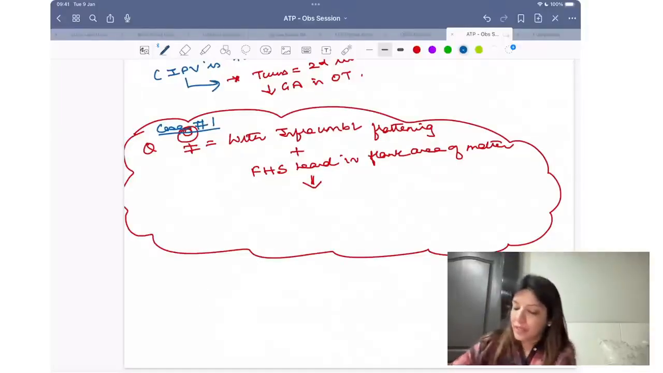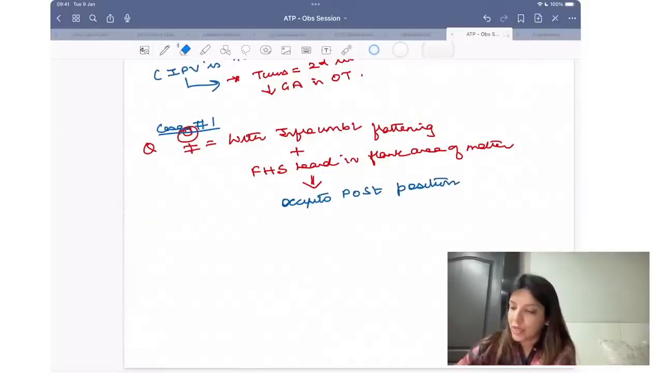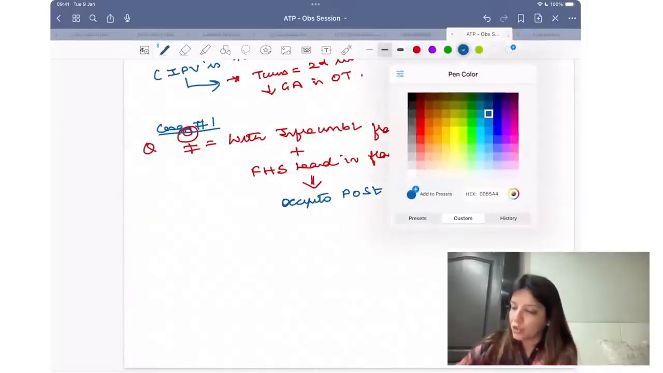Excellent, Shivam. It is occipito-posterior position. Occipito-posterior position. Now coming to case number 2.